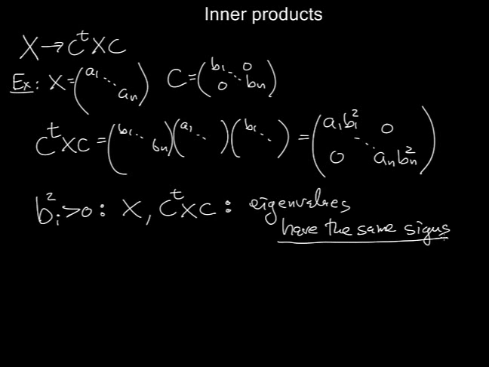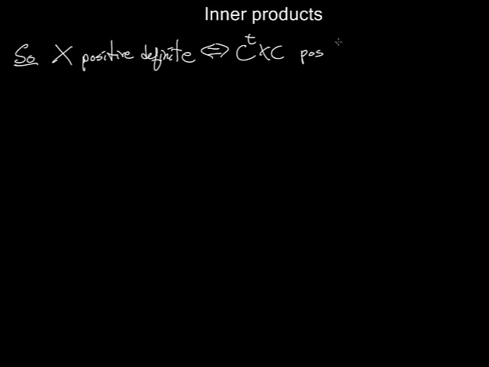Okay, so the conclusion is the following. We have a symmetric matrix X, and we conclude that it's positive definite. Well, X being positive definite doesn't change if you replace it with C transpose X times C. And the reason is that the eigenvalues of both of those matrices, while not necessarily equal, have the same signs.